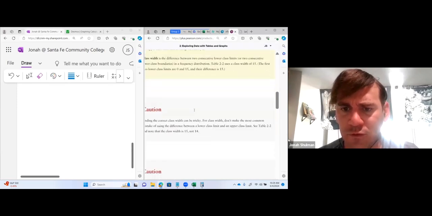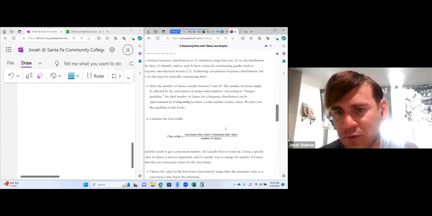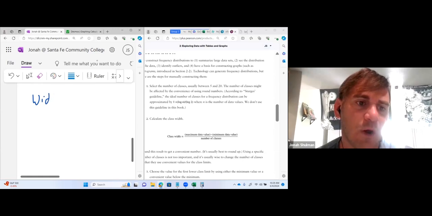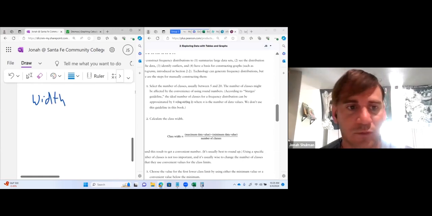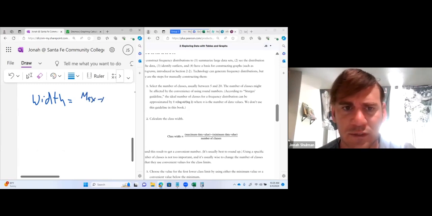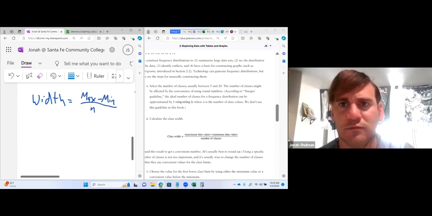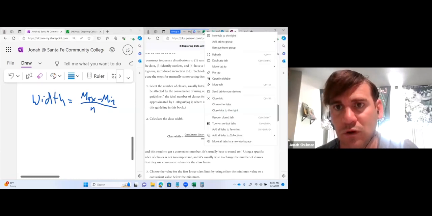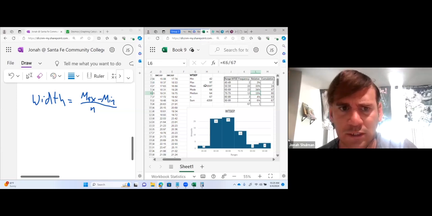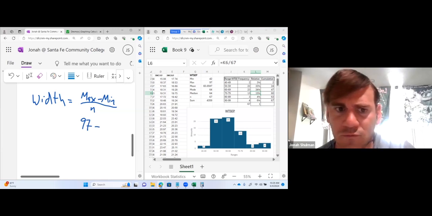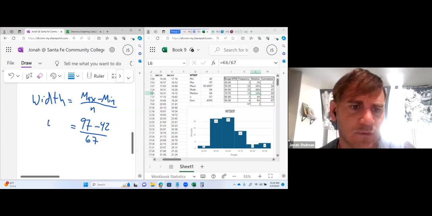Sorry, their method for the width is maximum number minus minimum number divided by the cases. So this is the way they want you to do it. I'm always going to show you what they're hiding from you. For the width, it's max minus min divided by n. Let's check it out. If you want to use the log one, I don't mind. Our max was 97, our min was 42, and we're dividing it by 67. That'll give us the width.